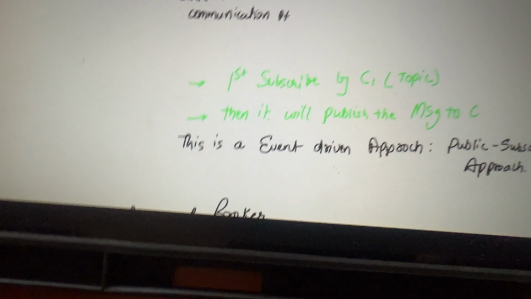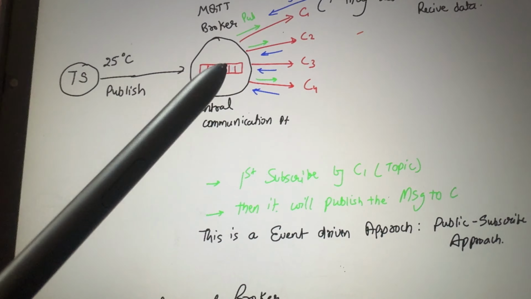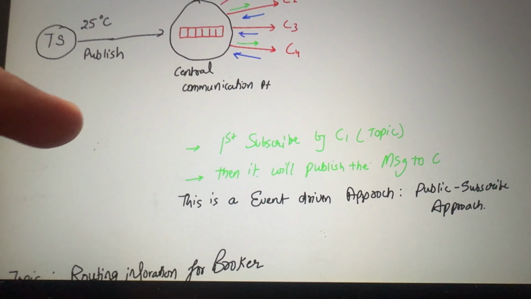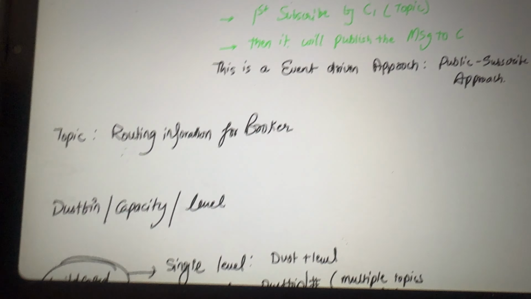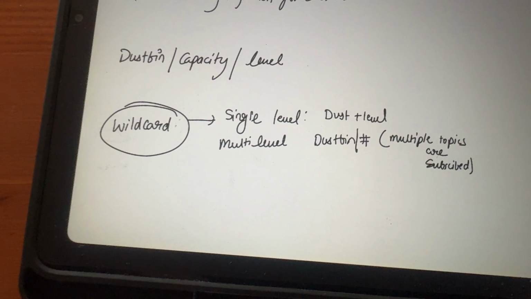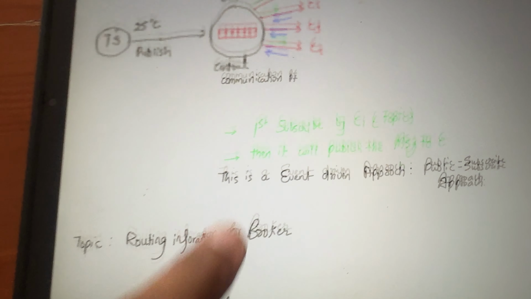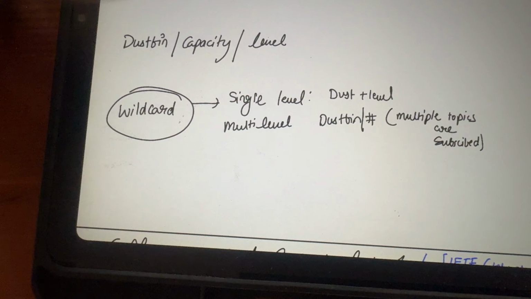So this is all about the MQTT broker. First the client needs to subscribe, then the publisher will send the data to the client. I will show that in my real practical as well. If we see, the topics are like the routing address, or we can say once the client subscribes, it will get that address and send the data accordingly.